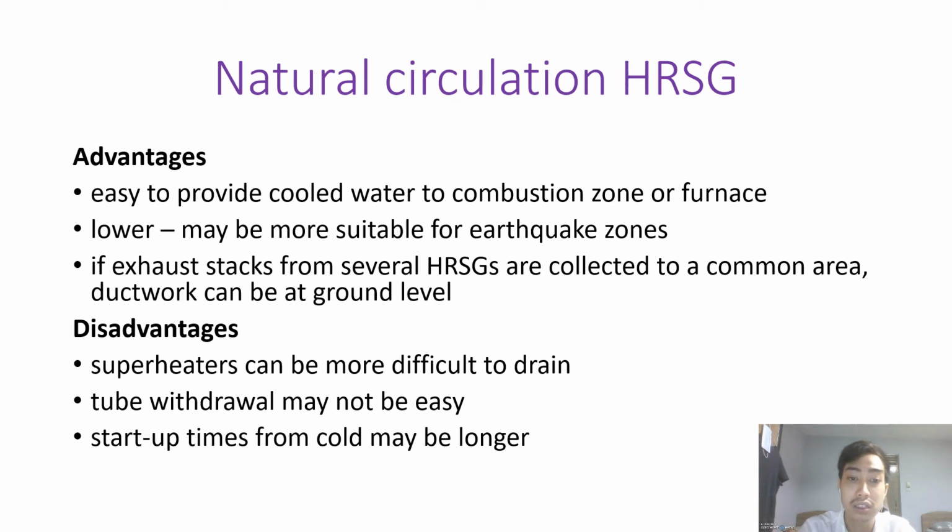Moving on, the natural circulation HRSG is also lower compared to the forced circulation HRSG. This is because the natural circulation HRSG uses a horizontal boiler compared to the forced circulation, and this actually makes the natural circulation HRSG more suitable for earthquake zones. Moving on, if exhaust stacks from several HRSGs are collected to a common area, ductwork can be done at ground level.